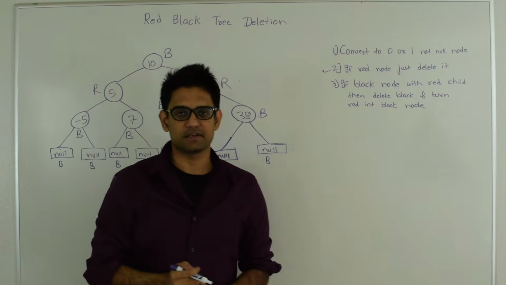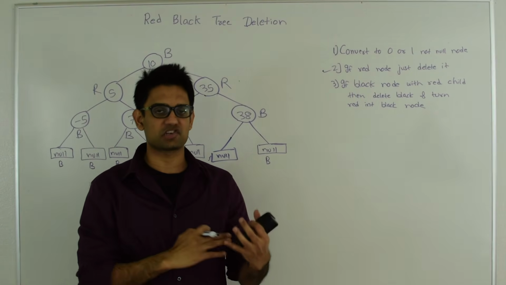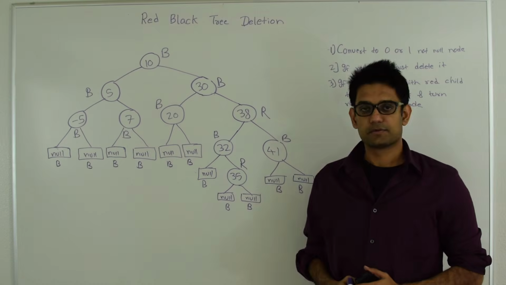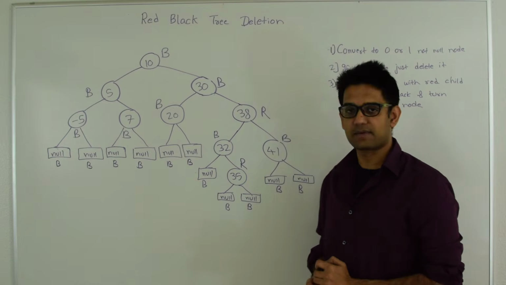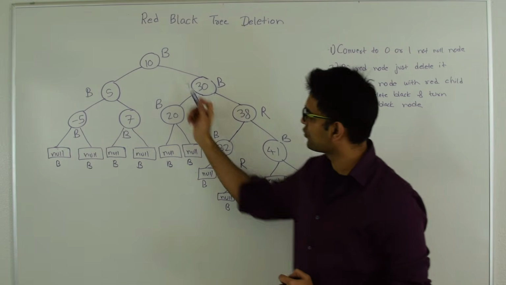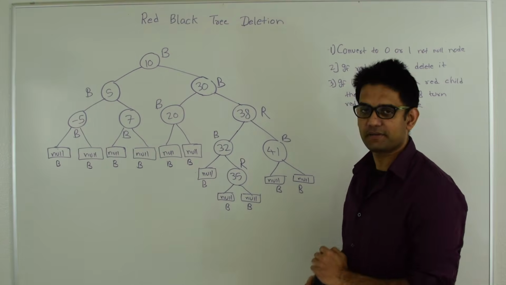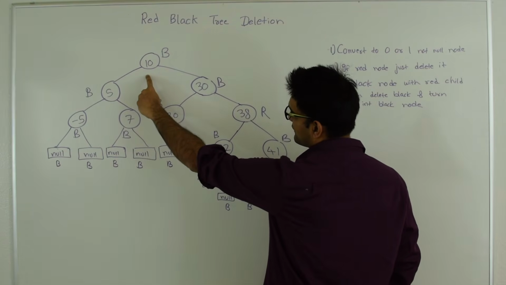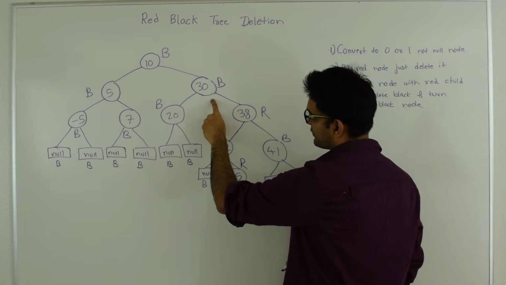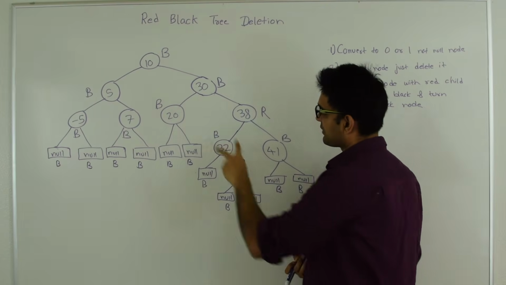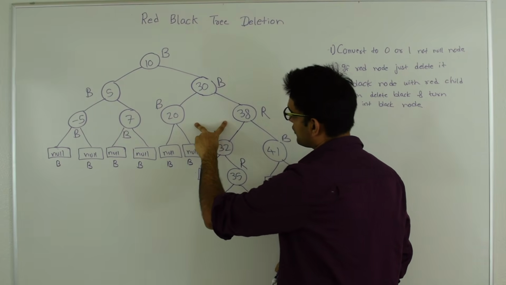Let's see what happens if a black node needs to be deleted and its child is a red node. This is a similar tree like last time. The only difference is that the count of black nodes in every path is 4 and not 3. Again, let's try to delete 30. So we start from 10, 30 is greater than 10, so we come to this point and we find 30. Now 30 has two not null nodes.